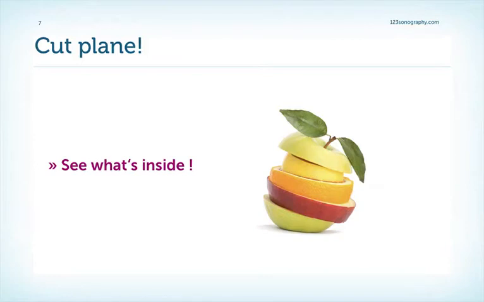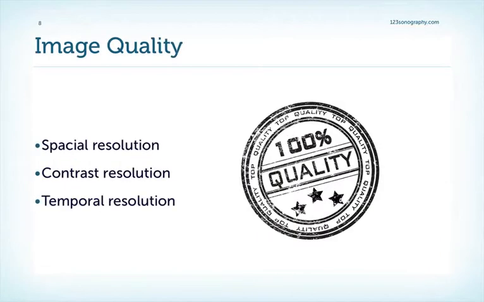Now, this makes the interpretation of ultrasound sometimes quite difficult, because you have to have a good understanding of the true shape of a structure, and you have to kind of internally reconstruct the images and the cut planes that you see. But it also has the large advantage that you can see into an organ and see what's going on inside. The 2D image quality in echocardiography has made a tremendous leap in the last 2 or 3 decades.